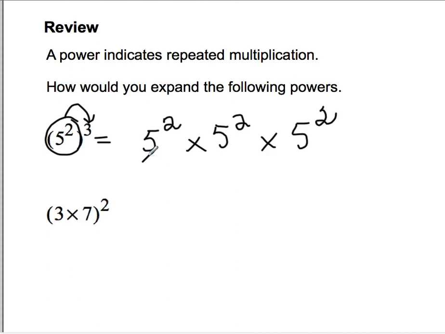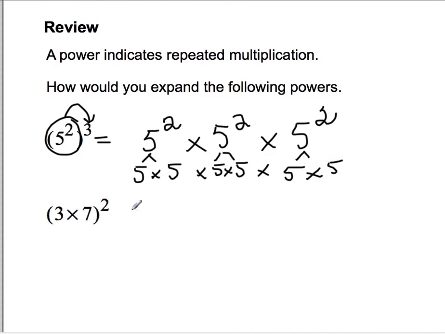So now this can be written as 5 times 5. This can be written as 5 times 5. And this can be written as 5 times 5. Okay, so we're going to use that knowledge in our first math lab.